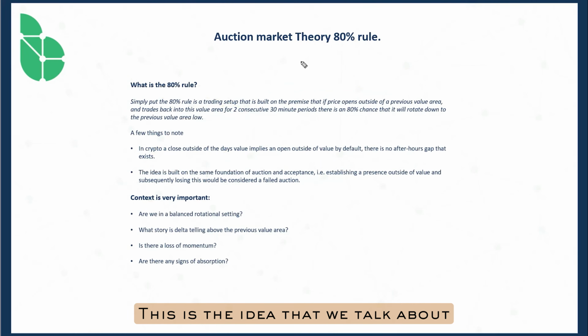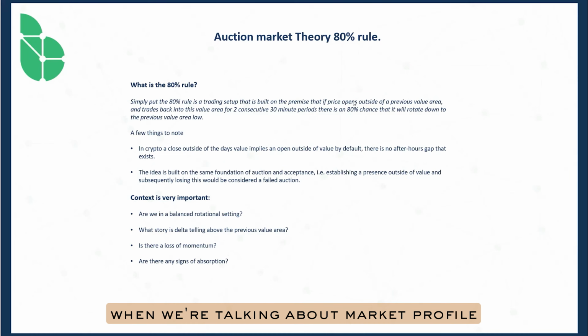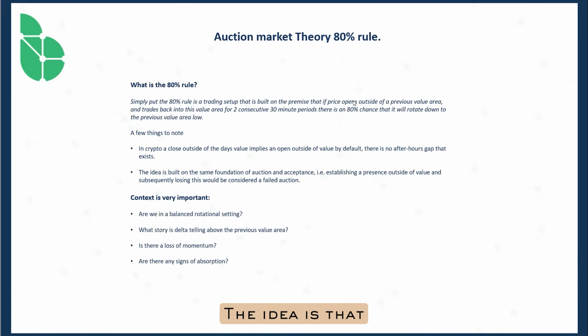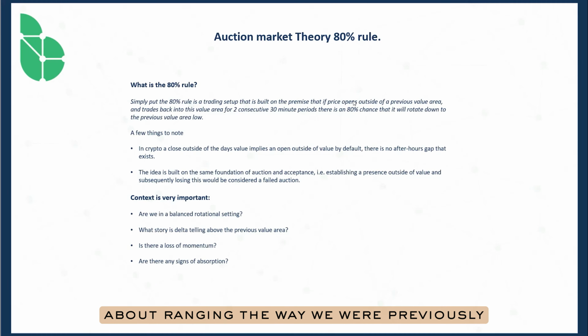This is the idea that we talk about in auction market theory when we're talking about market profile. So it's built on that same foundation. The idea is that we opened outside of yesterday's value area and we're back within that value area, so it looks like a failed auction, and we're likely going to go about ranging the way we were previously.